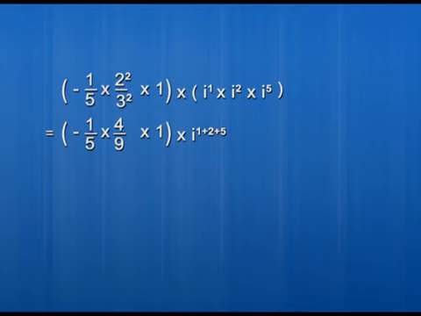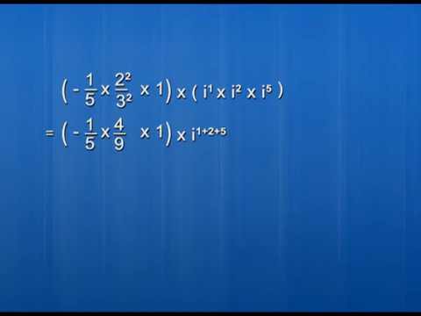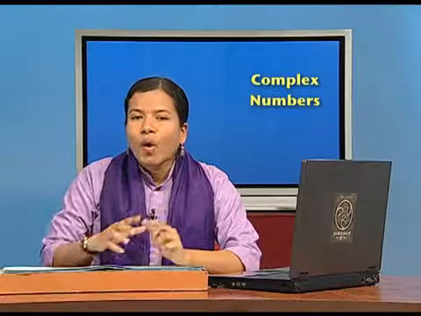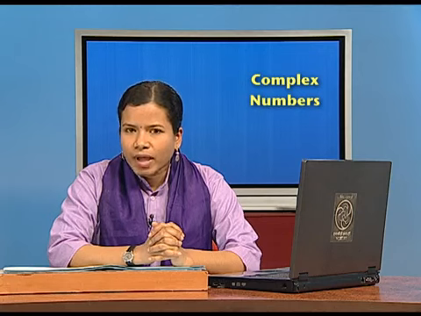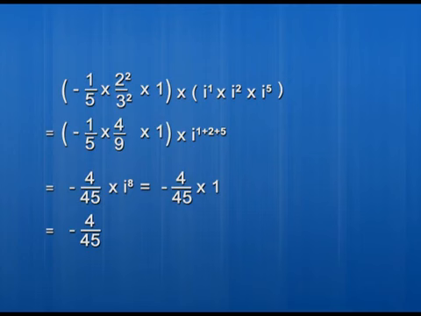Now since the bases are the same, we will add the powers, and so here the term becomes i to the power 1 plus 2 plus 5. Now if we multiply all the numbers, we can see that the result will be minus 4 upon 45, and if we add the powers, we get i to the power 8. Now we know that the value of i to the power 8 is 1, so here we will substitute the value of i to the power 8, and so this can further be written as the product of minus 4 by 45 with 1, which gives us the value minus 4 upon 45.